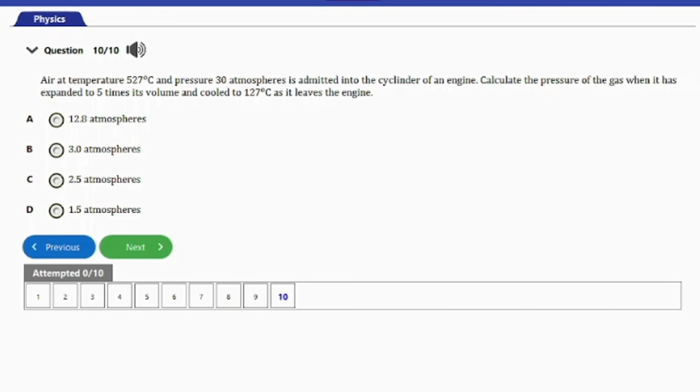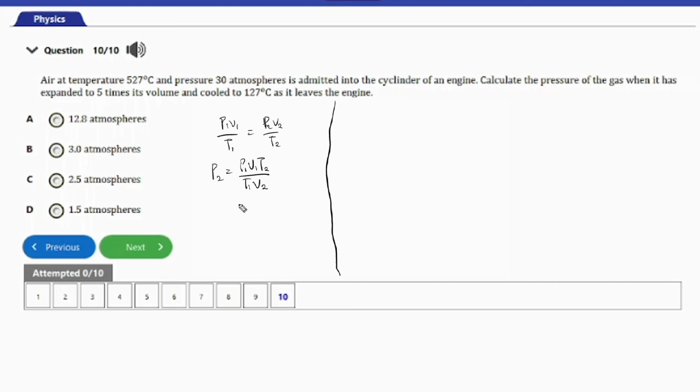So guys, in order for us to solve this, let's go ahead and use the formula. P1V1 over T1 is equal to P2V2 over T2. So they said calculate the pressure of the gas when it has expanded to 5 times. So that's the final pressure of P2. So P2 here is going to be P1V1 T2 over T1 V2.